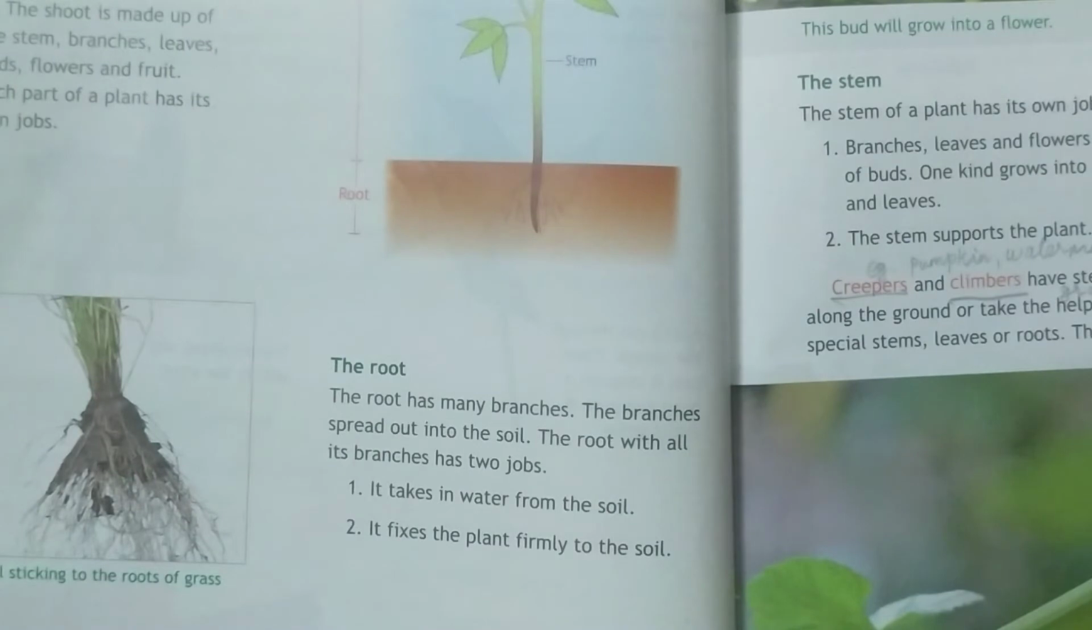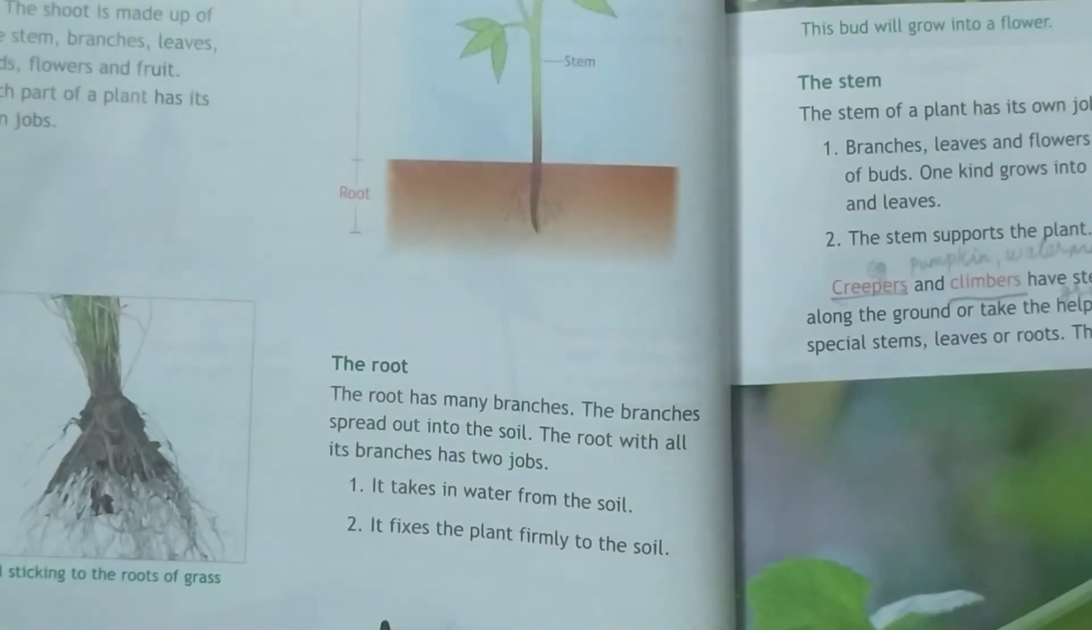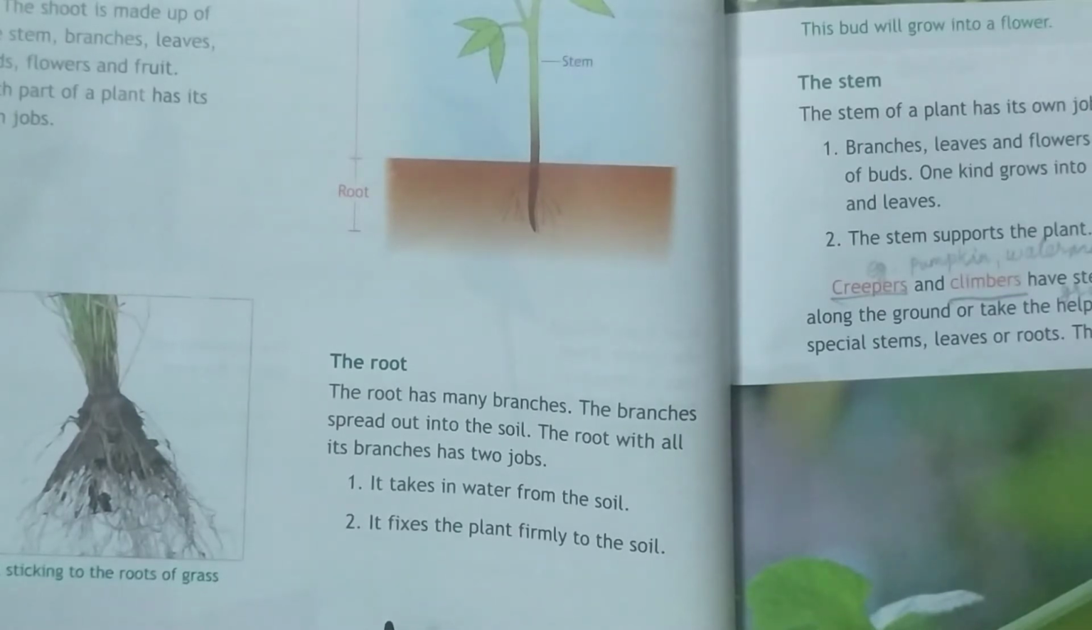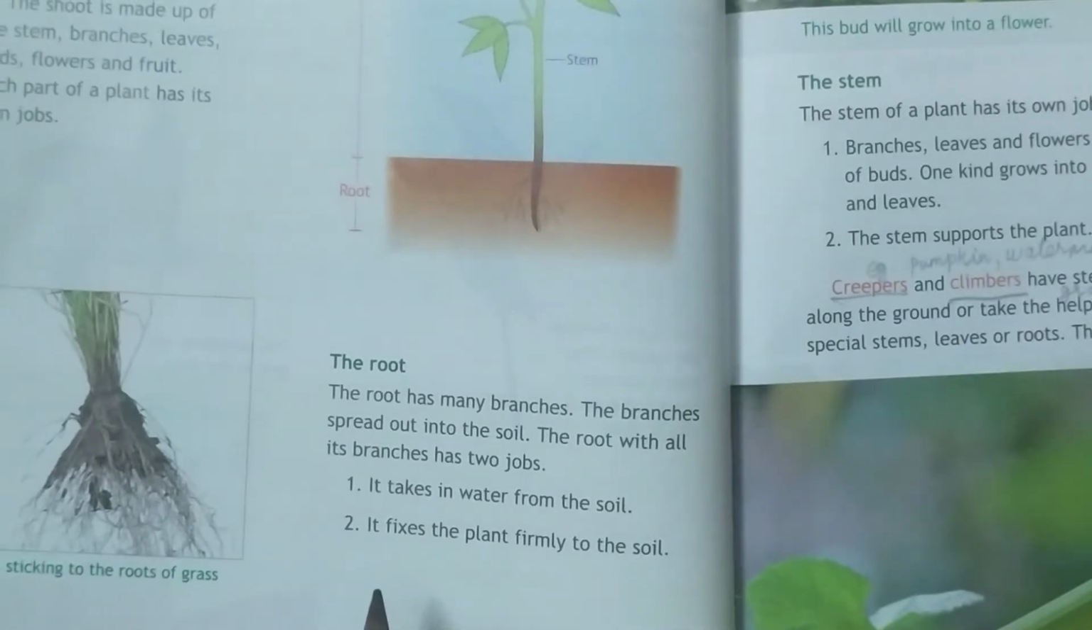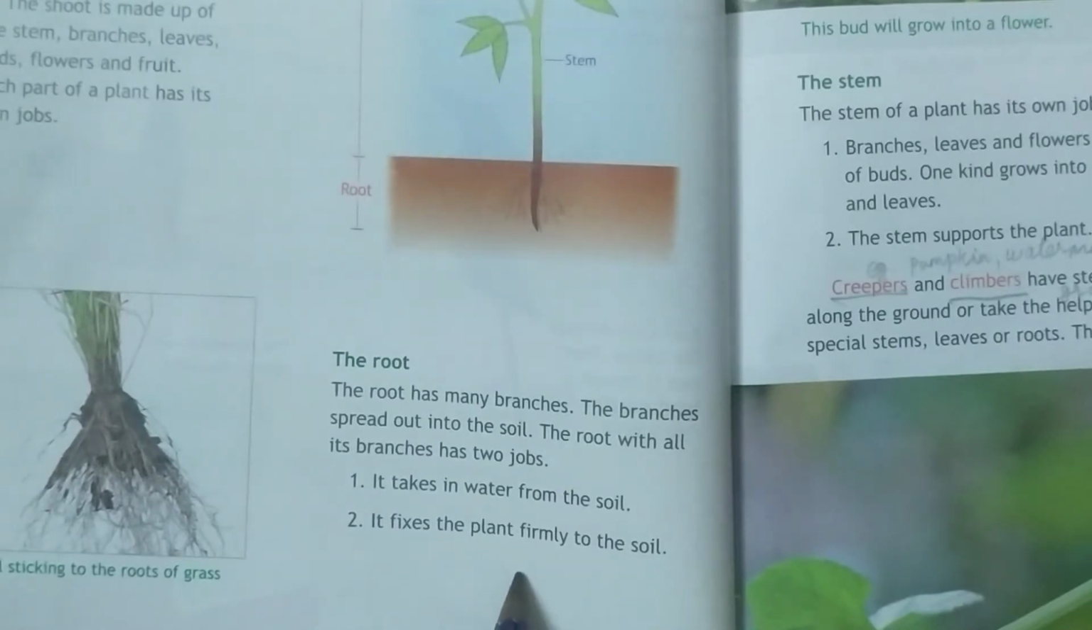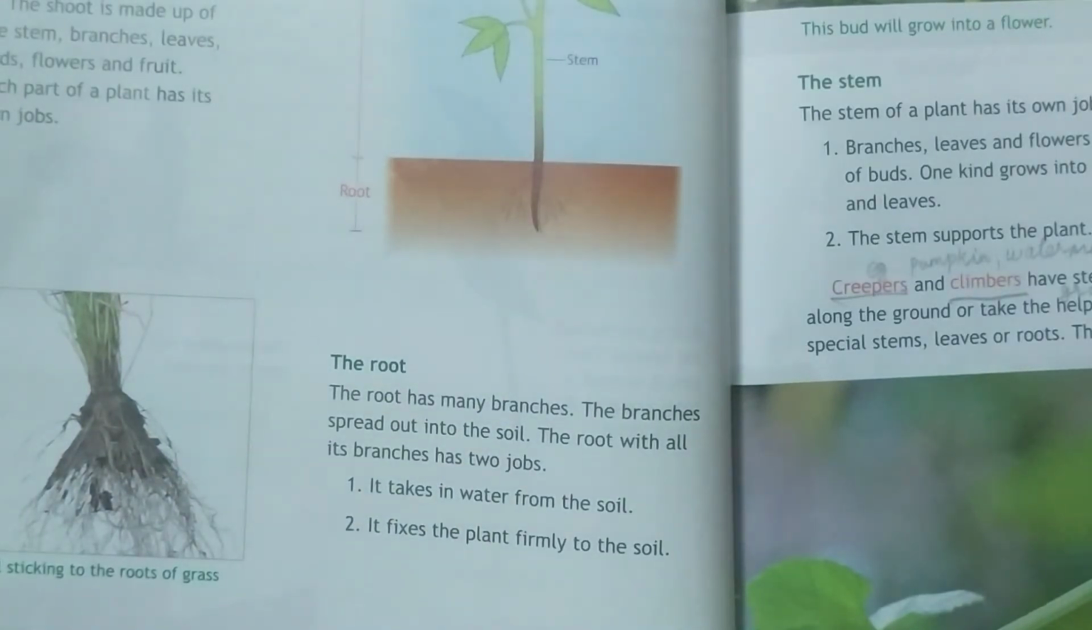The root with all its branches has 2 jobs. What are the main jobs of the root? First one, it takes in or absorbs water from the soil. Second job is it fixes the plant firmly to the soil. If the root is not firm, not steady, the plant will die.